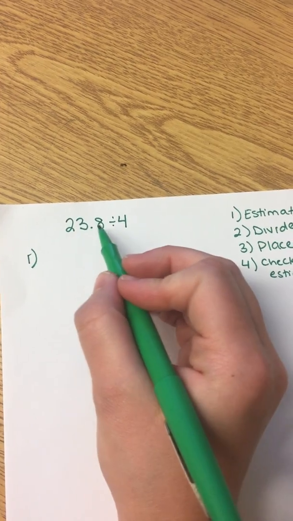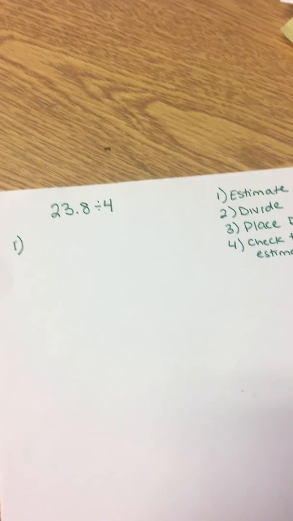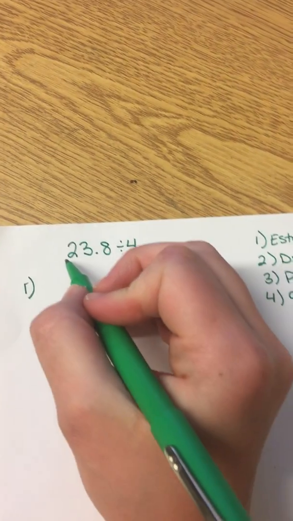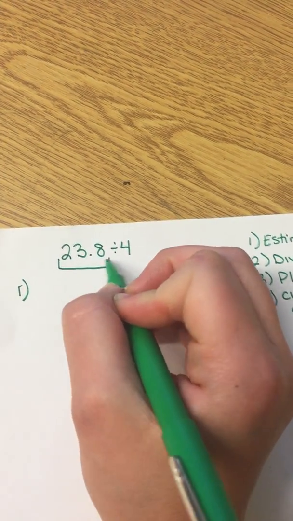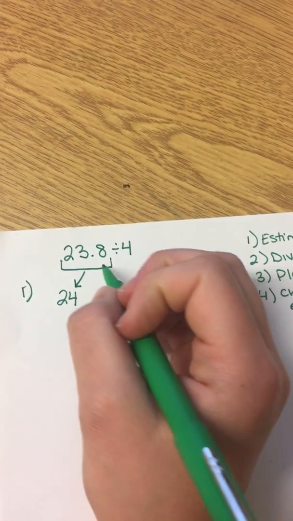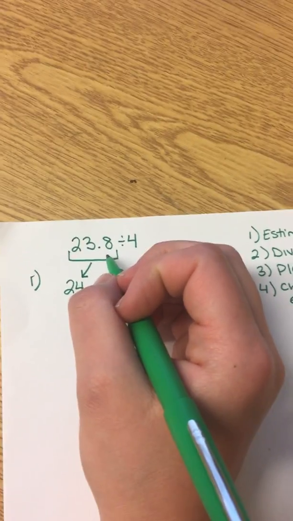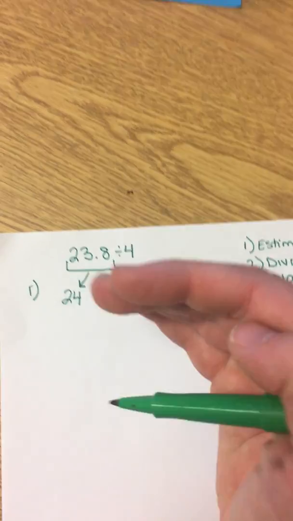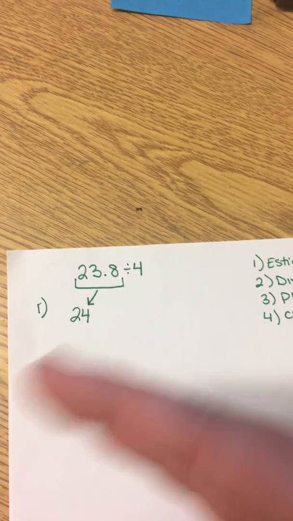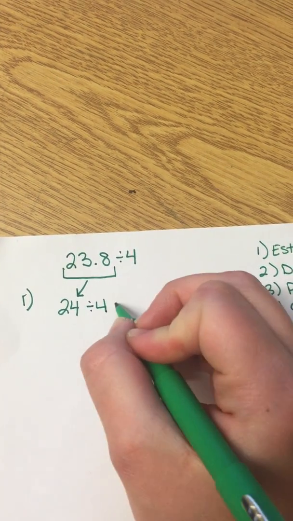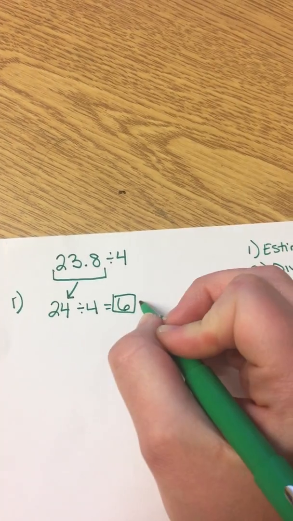So 23 and 8/10. In order to estimate, I want to round this number to a multiple of 4. That's something that you could skip count by 4s and you would hit that number. So I'm going to round 23 and 8/10 to 24. I could also round it to 20 and I would still be pretty close, but 24 is a closer estimate. And I'm choosing 20 or 24 because both of those are multiples of 4. Or I could skip count by 4 and I would say 4, 8, 12, 16, 20, 24. So I'm going to choose 24 divided by 4, and I know that that's 6. So 6 is my estimate.